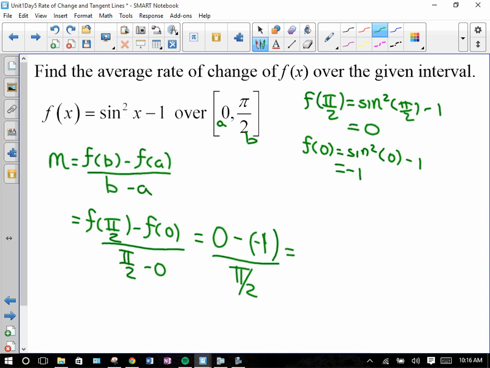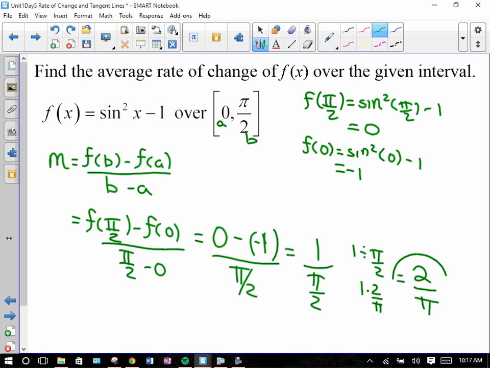So, 0 minus negative 1, that's going to be positive 1, divided by pi over 2. That's the same as 1 times 2 over pi, because really it's saying 1 divided by pi over 2, so that's the same as multiplying by the reciprocal, 1 times 2 over pi. So your answer is 2 over pi. What that's saying is the average rate of change of the function sine squared x minus 1 from 0 to pi over 2 is equal to 2 over pi.